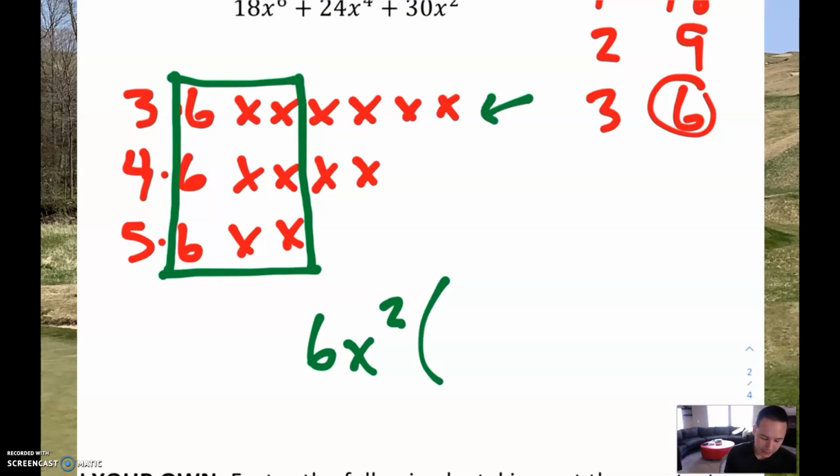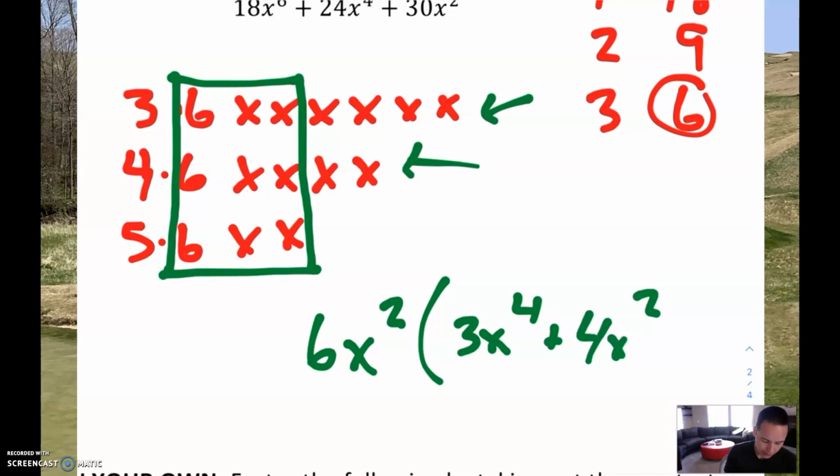Then we look at what's remaining. On the top row, we have 3x to the 4th. In the middle term, we're left with 4x squared. And on the bottom, we still have plus 5.